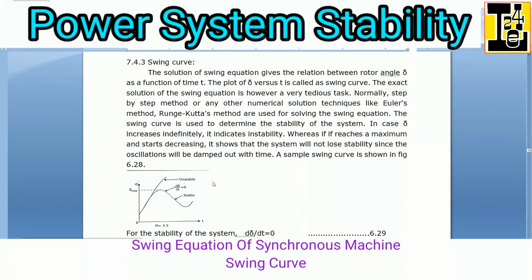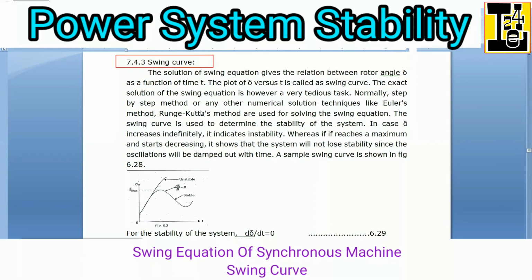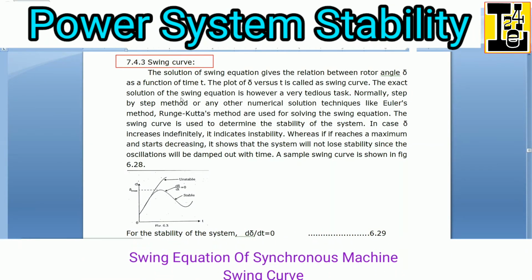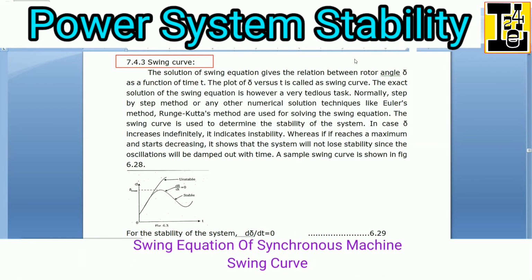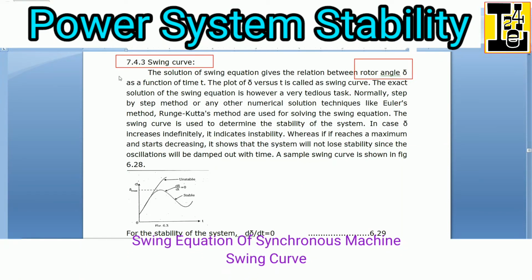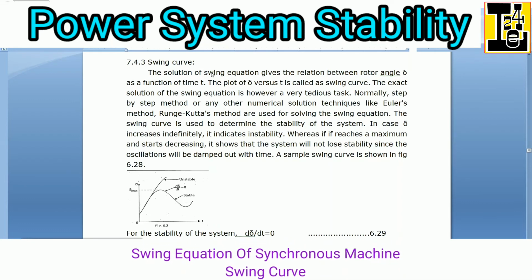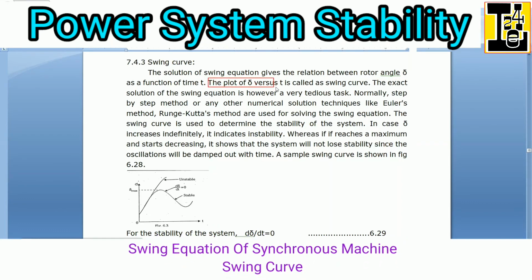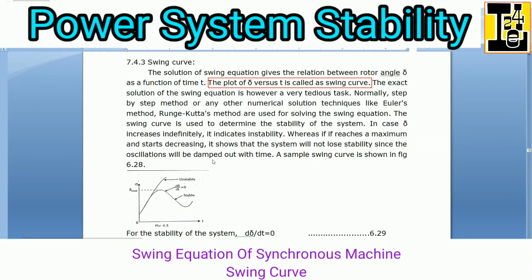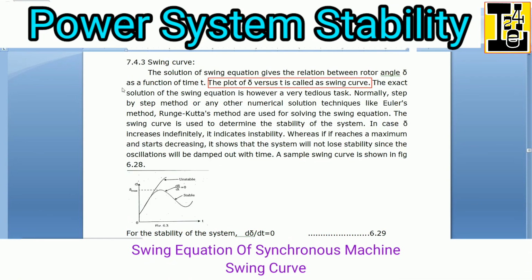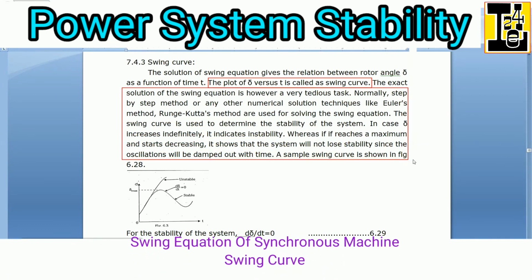Let us discuss the swing curve. The solution of the swing equation gives the relation between the rotor angle delta as a function of time t. The plot of delta versus t is called the swing curve. The exact solution of the swing equation is, however, a very tedious task.